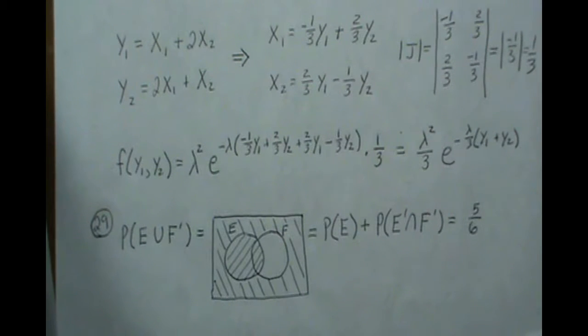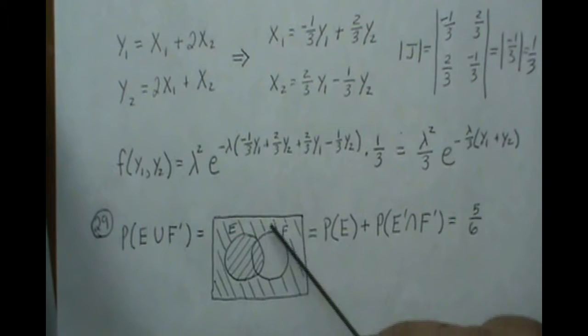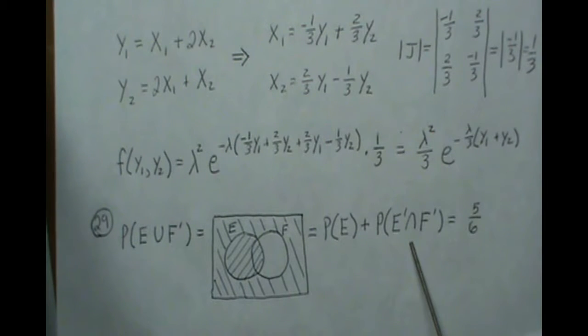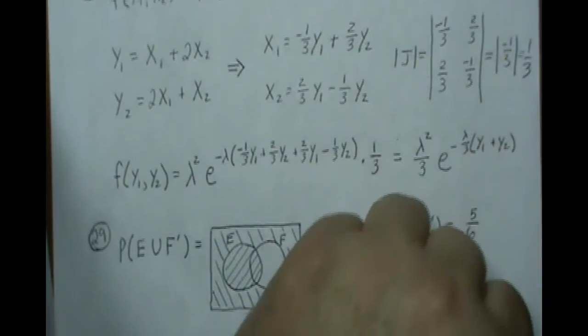And they're provided certain probabilities, and I shaded it this way on purpose. This is the probability of E, which is this. Now everything out here is E complement, intersect F complement, which is everything out here, which boils down to this outside region, which is that. Well, these two probabilities are given in the problem, and then when you add those, you get 5/6.